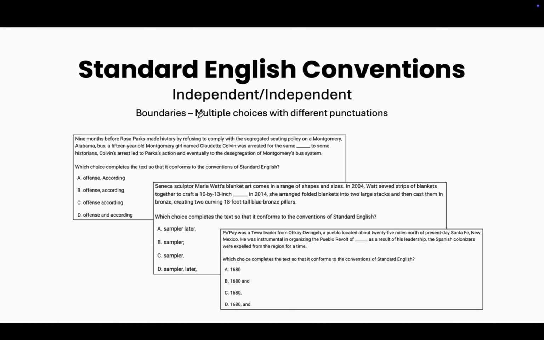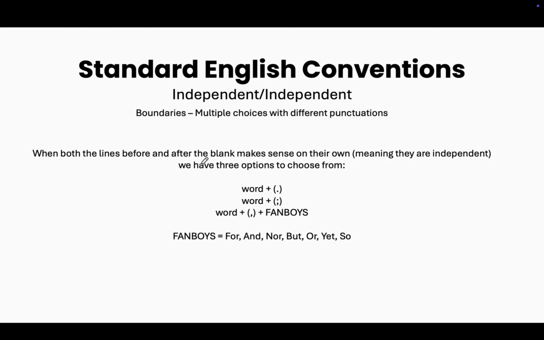These are punctuation questions, and they test whether you know how to separate different kinds of clauses. The key idea is whether the sentence is independent-independent or independent-dependent. So, what do I mean by this? If both sides of the sentence can stand on their own and make sense on their own, you have 3 correct options: period, semicolon, or comma plus FANBOYS. FANBOYS are for, and, nor, but, or, yet, so.